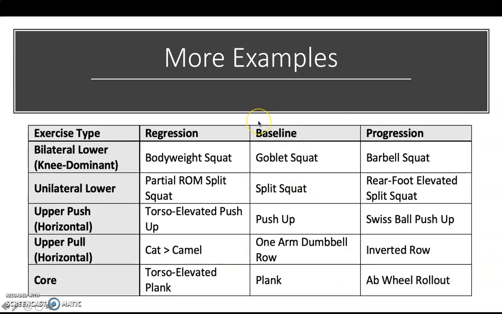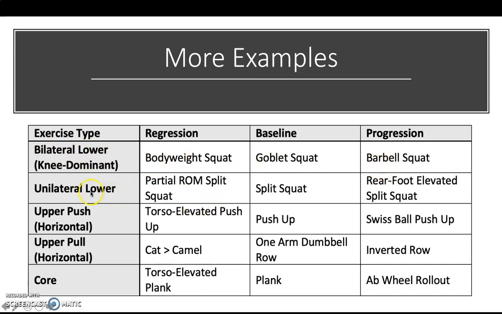This is just another example in which we can see our progressions take place. So you see our progression is going to be that most complicated form. We want to try and progress that from a simple version. So if we look at a bilateral lower body, so a knee dominant, so that's going to be more of a squat using 2 legs. Whenever you see bilateral, that means 2 of the body parts. So in bilateral lower, you're using 2 legs. We go from bodyweight squat to a goblet to a barbell.